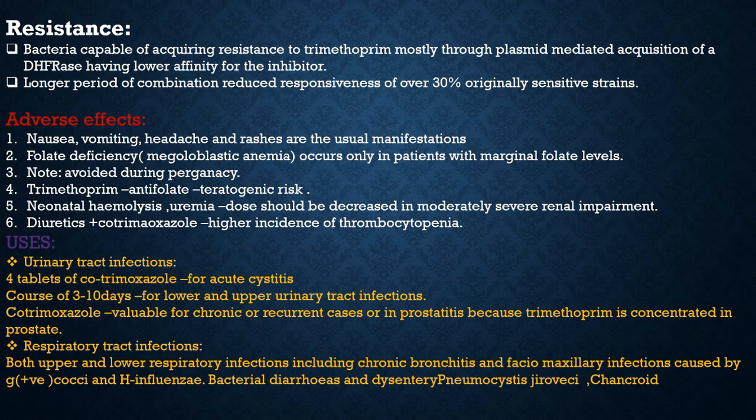Co-trimoxazole is also used for chronic or recurrent cases or in prostatitis, because trimethoprim is concentrated in the prostate. In respiratory tract infections, both upper and lower infections, including chronic bronchitis and facio-maxillary infections caused by gram-positive cocci and H. influenzae.